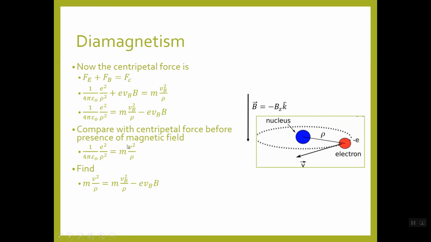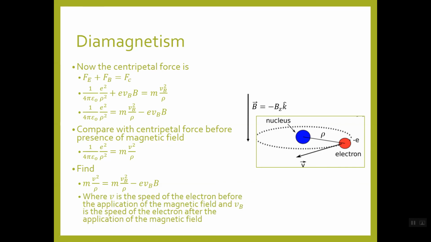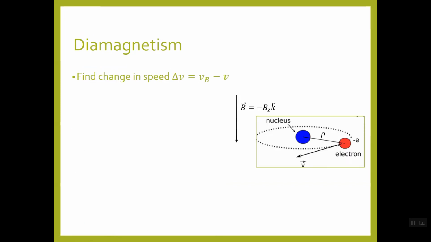V is the speed of the electron before we placed it in a magnetic field. VB is the speed of the electron after we placed it in a magnetic field. That's what I just said here, where V is the speed of the electron before the application of the magnetic field, and VB is the speed of the electron after the application of the magnetic field. So we can find the change in speed, VB minus V, from the equation that we found. So we want VB minus V. I rearrange the equations a little.